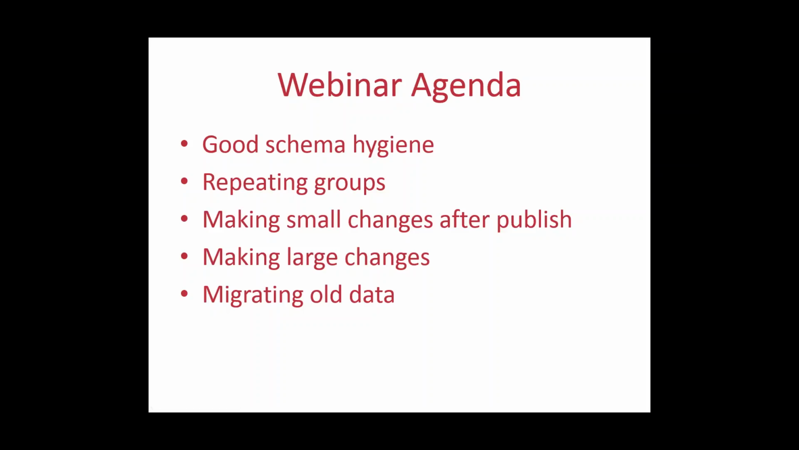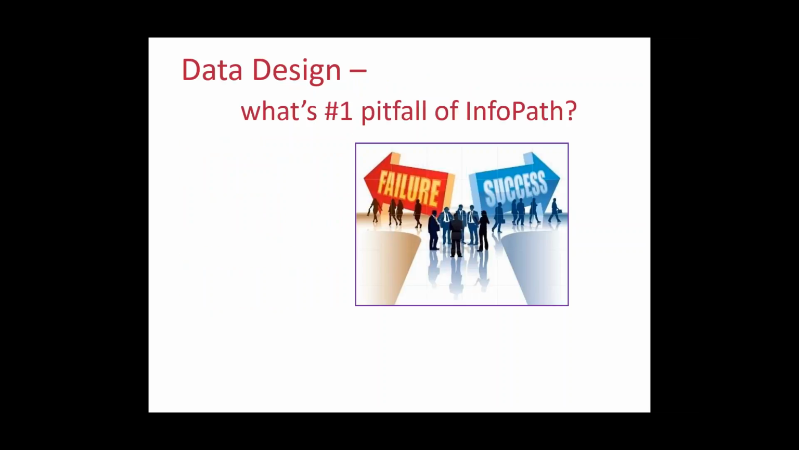So the agenda: we're going to talk about what good data source hygiene is, and we call that schema. We're going to talk about repeating groups because they can be tricky. InfoPath is a sharp knife. You don't want to cut yourself. We're also going to talk about what happens when you need to update your form, and what happens when it's a big update. We'll show you some techniques for migrating old data.